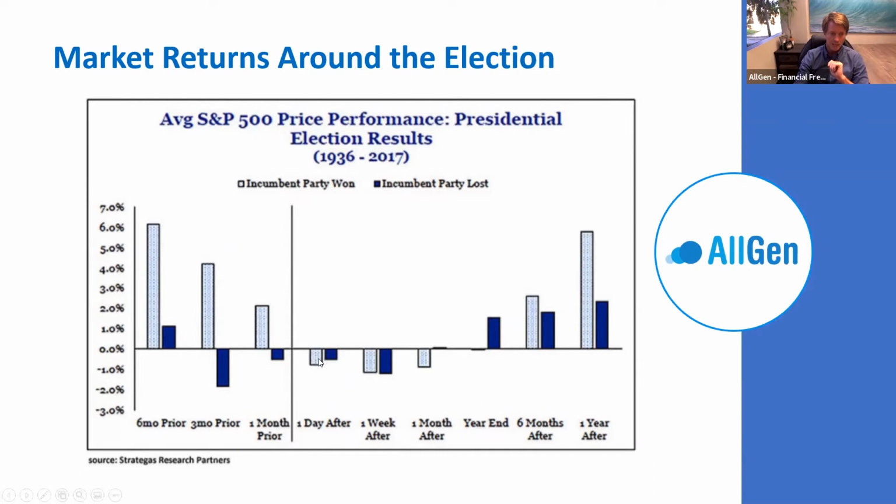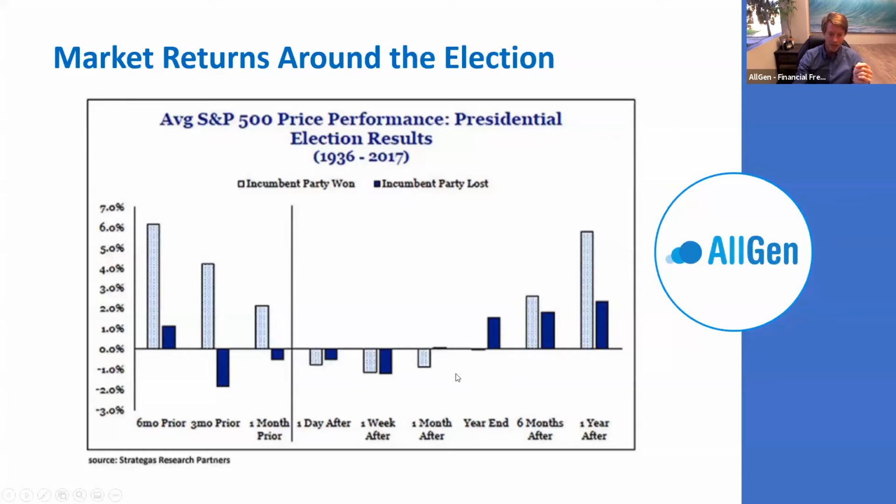The light shaded blue area is if the incumbent party won, and the dark blue area is if the incumbent party lost. So as you can see here, 1 week afterwards, on average, the market's down about 1%. 1 month after, if the incumbent party won, it's still down about 1%. If the incumbent party lost, it's slightly positive. And by year end, if the incumbent party won, you're about flat. If the incumbent party lost, you're up about 2%. And in both cases, 6 months after and 1 year after, market returns are higher.